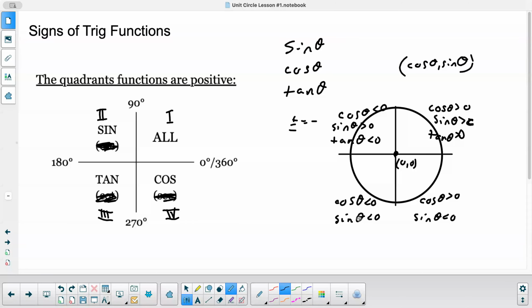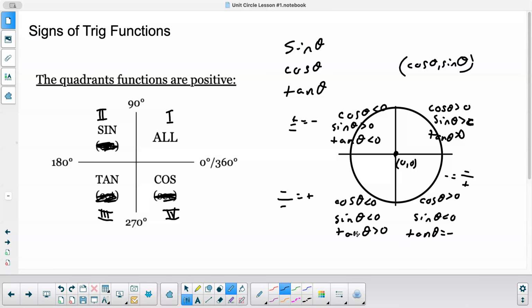Over here, cosine's negative, sine's negative, so negative divided by negative equals a positive. So that would make your tangent positive. And then down here, you have negative divided by positive, so that's going to equal a negative. So your tangent.